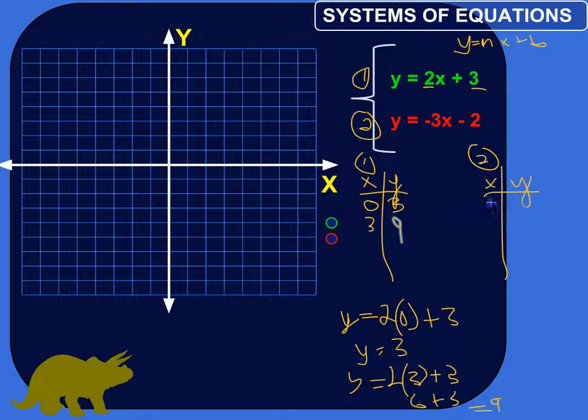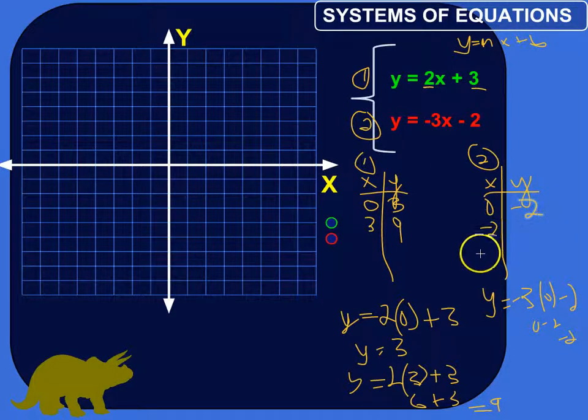Alright, we're going to do the same thing for the other equation. Let's say 0, and just for fun, let's do a negative 2. Okay, so what happens when we plug in a 0 for x? So y equals negative 3x minus 2. So x is 0. So negative 3 times 0 is 0. 0 minus 2 is negative 2. So y is negative 2. So when x is 0 for this line, y is negative 2.